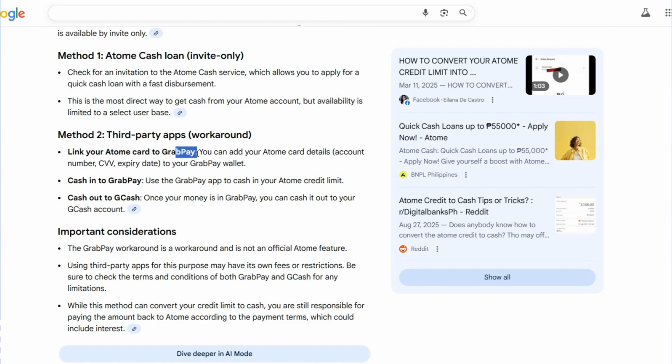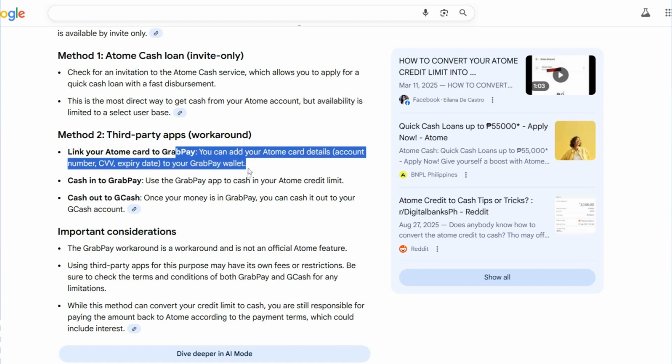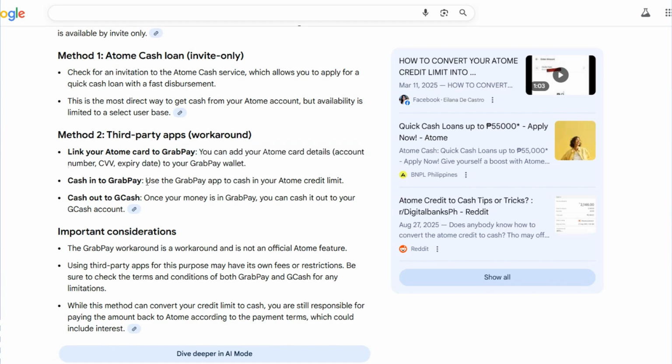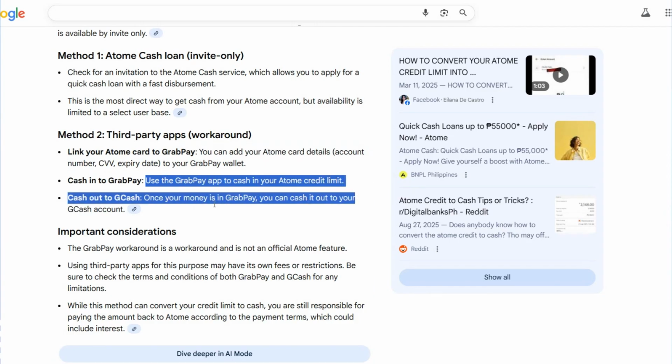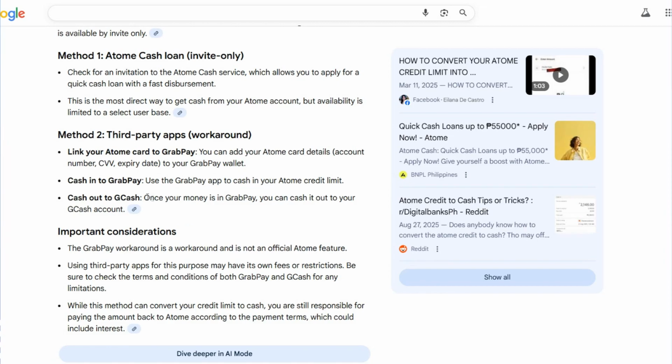Link your Atome card to GrabPay. You can add your Atome card details, account number, CVC, expiry date to your Grab wallet. Cash into your GrabPay. Use the GrabPay app to cash into your Atome credit limit. Cash out. When your money is in GrabPay, you can cash out to your GCash account.